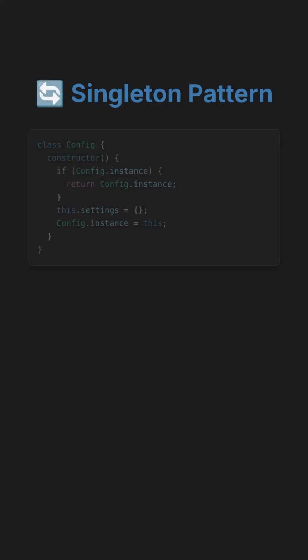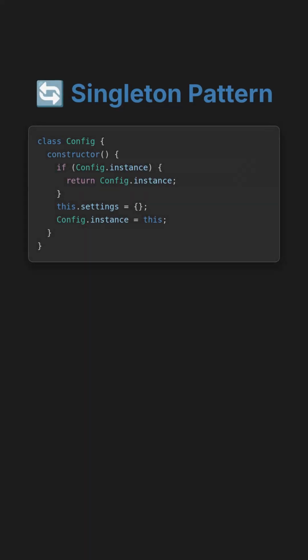Next, let's explore the singleton pattern. This pattern ensures that a class has only one instance and provides a global point of access to that instance. It's incredibly useful for scenarios where you need a single, centralized control point for a specific resource or service, such as managing application wide settings, handling database connections, or coordinating logging services.